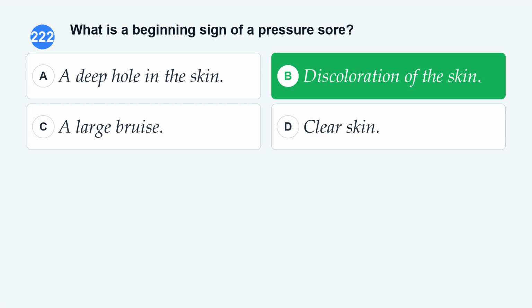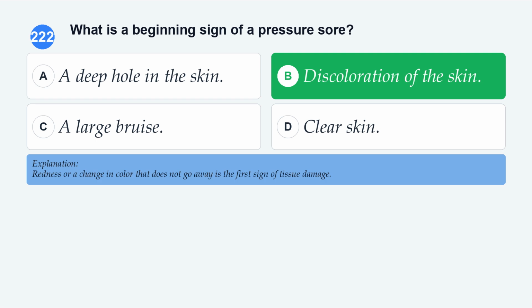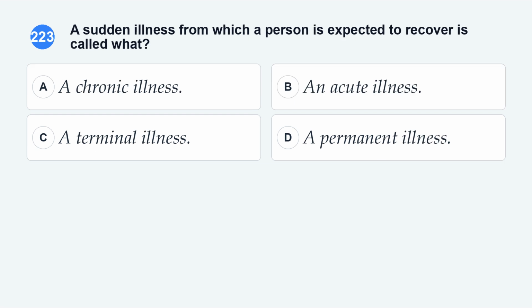The correct answer is option B, discoloration of the skin. Explanation. Redness or change in color that does not go away is the first sign of tissue damage. Question 223. A sudden illness from which a person is expected to recover is called what? Option A, a chronic illness.